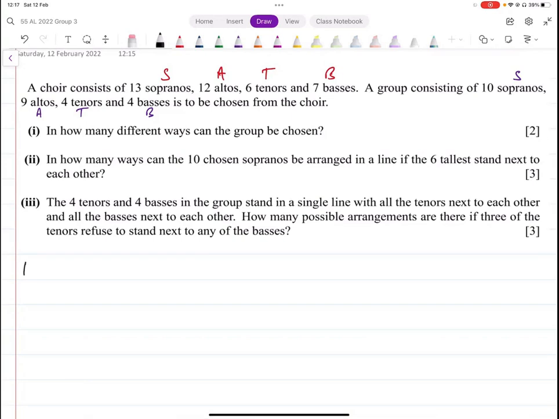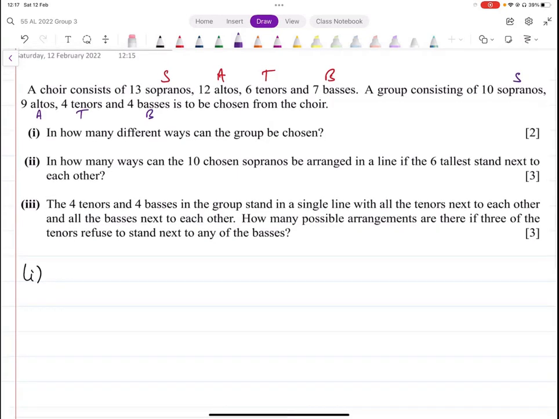Is it combination or permutation? Combination? Kya karenge? 13 mein se aapko 10 S choose karna. So that's 13 C 10. And out of 12 A's, we have to choose 9. Out of 6 T's, we have to choose 4. And out of 7 B's, we have to choose 4. And that's it. That's what you do in the first part.